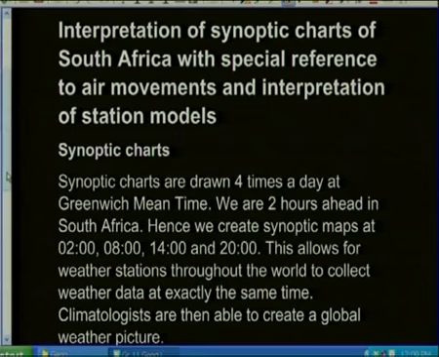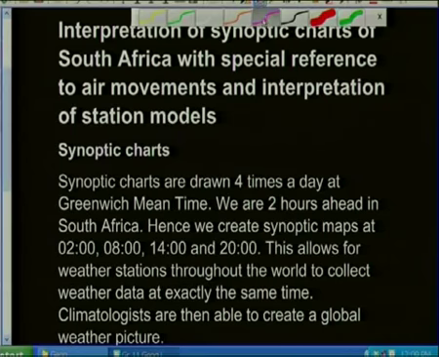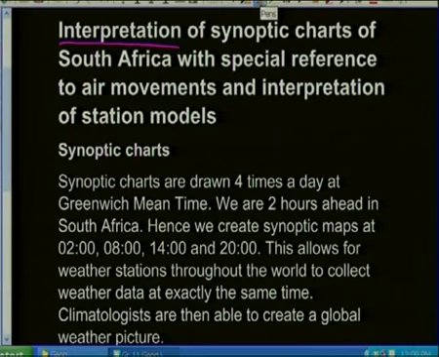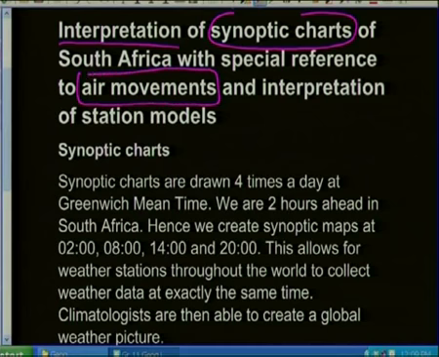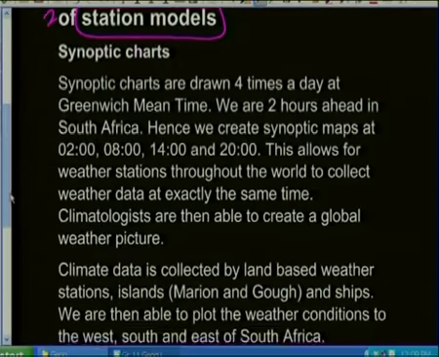If we have a look at the next section, we're now starting to move on to the use of more visual stimuli in your understanding of geography and climate. Particularly, we're going to be talking about the interpretation of synoptic or weather maps. Synoptic charts, or what we mean by a weather map of South Africa, looking at specifically things like air movements and the interpretation of station models. Right, so these two important things here, air movements on the one hand, and then interpreting or deciphering weather information from a station model, is what we're going to focus on now.